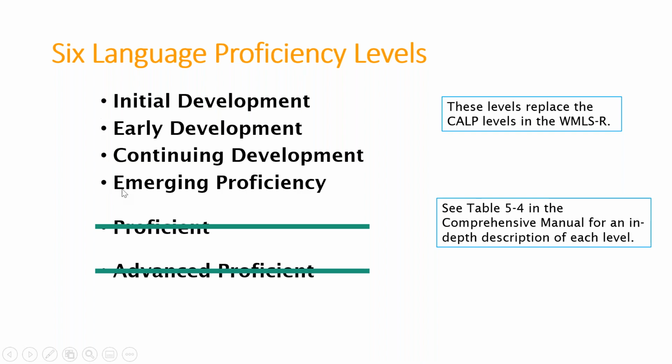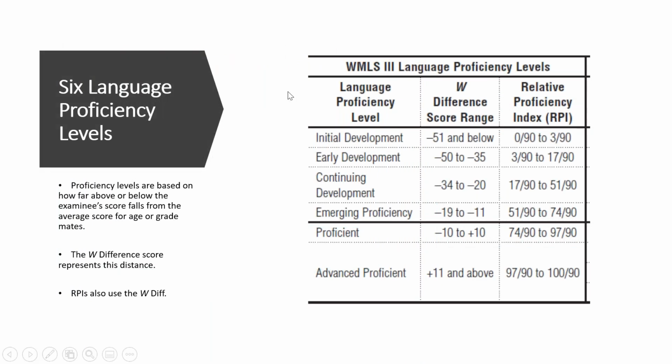And then these are the language proficiency levels. Again, they used to use CALP, but for the WMLS 3, they use proficiency levels. So whether the student's at initial development, early development, continuing development, all the way up to advanced proficiency. These should not be crossed out; these lines for whatever reason are out of place. So those are the 6 levels of language proficiency. And again, they are based off of the RPI score and the W score, which is unique to the WJ.